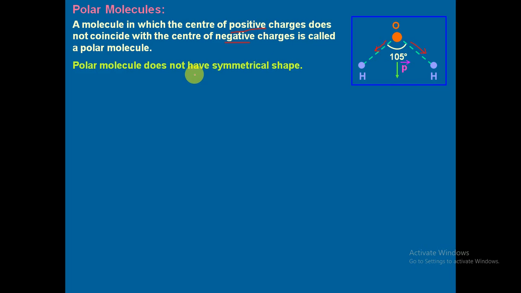Polar molecules do not have symmetrical shapes. Examples are HCl, H2O, NH3, CO2, alcohol, etc.